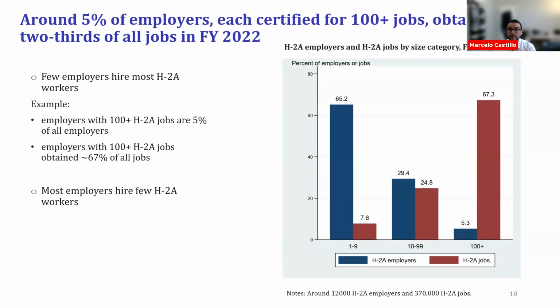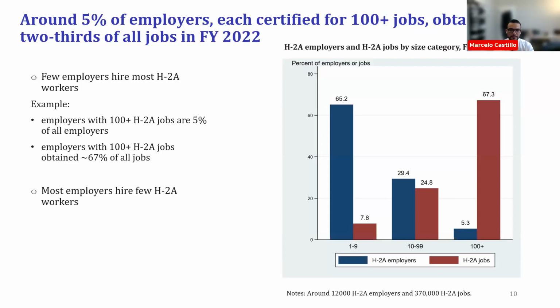All right, so another important feature of the H2A program is concentration. By that, all I mean is that a relatively small number of employers hire most H2A workers. We can see this in the figure on the right. The blue bars show the share of all H2A employers in the size category written right below it. The red bars show the share of all H2A jobs certified to those employers in the size category. And the size categories are based on the number of certified H2A jobs that an employer gets.